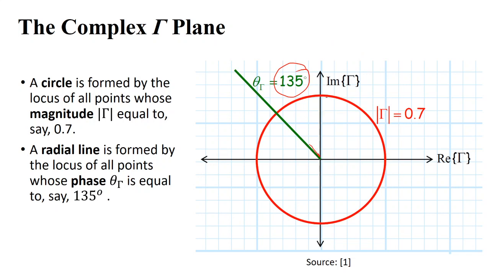Similarly, if the magnitude is fixed, for example the magnitude is 0.7 and the phase varies, this will map to this circle. This circle is called the constant magnitude line, the constant reflection coefficient magnitude, and this straight line is called the constant phase line. So the constant phase line will be a straight line, whereas constant magnitude will be circles.